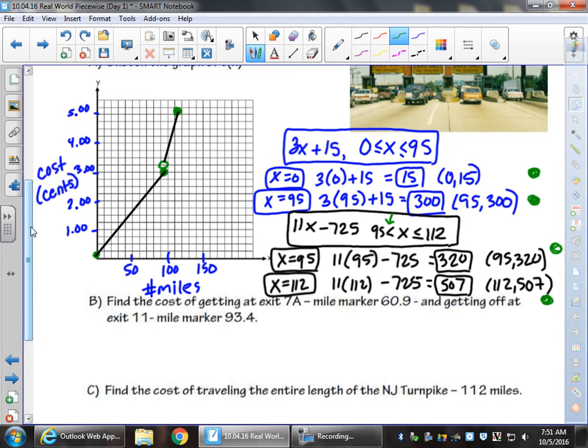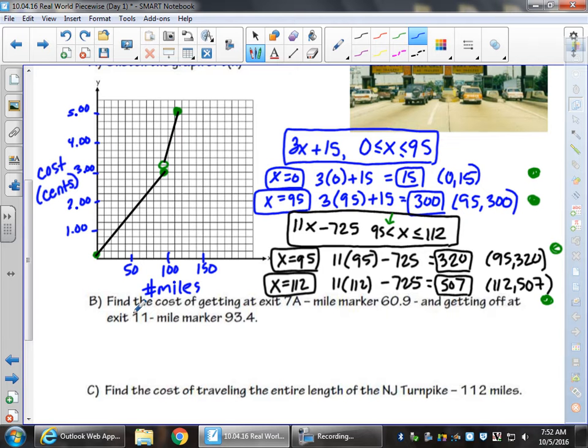All right, let's answer some follow-up questions. Find the cost of getting to exit 7A, mile marker 60.9, and getting off at exit 11, mile marker 93.4. Thoughts on how we're going to approach this? Olivia? True. We're definitely going to do some substitution, which is great. But we're given a starting point at 7A, and then I get off at exit 11. I have these mile markers. So how can I figure out how far I actually drove?